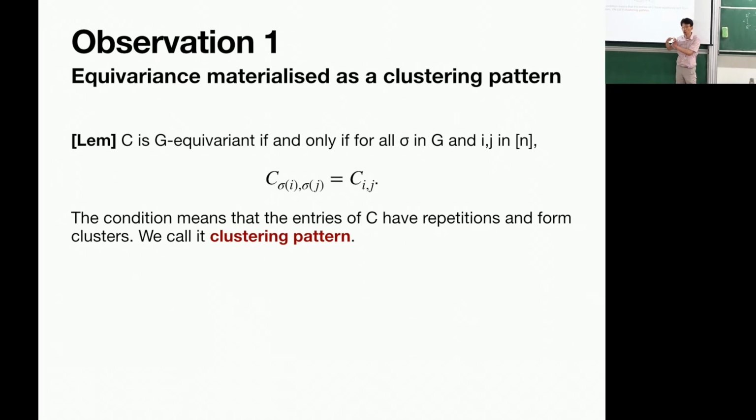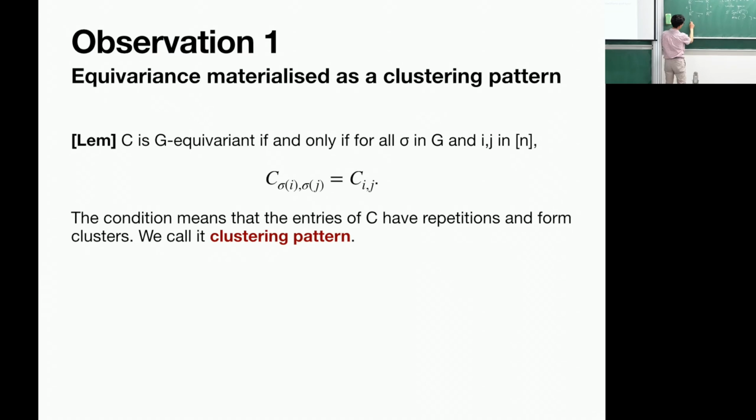Some cluster, they all have the same value, because it's all happening in the same G, same C. So there are a bunch of entries in C that have the same value, a bunch of other entries in C that have the same value, and so on. So equivariant matrices have this type of cluster.